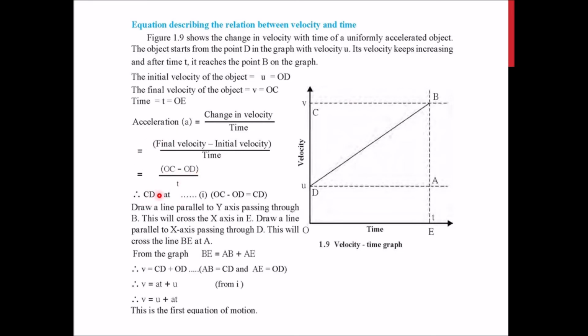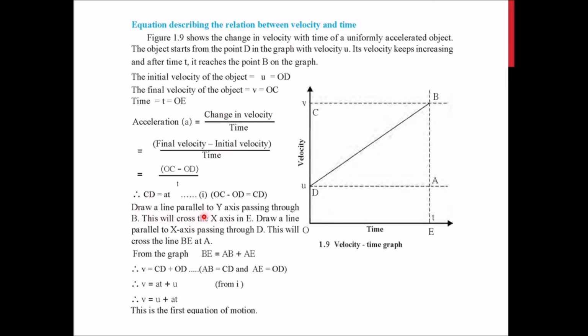Therefore, what is CD? What will you get? OC minus OD, you'll get CD. Geometrically it is absolutely correct. But CD is at. How is it at? I'll tell you how it is at. OC minus OD is equal to CD. So here the at is nothing but acceleration with respect to time, because CD, the t will come over here. The t will come over here, there will be at.